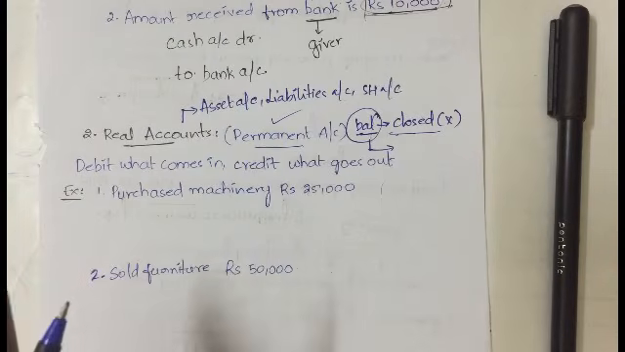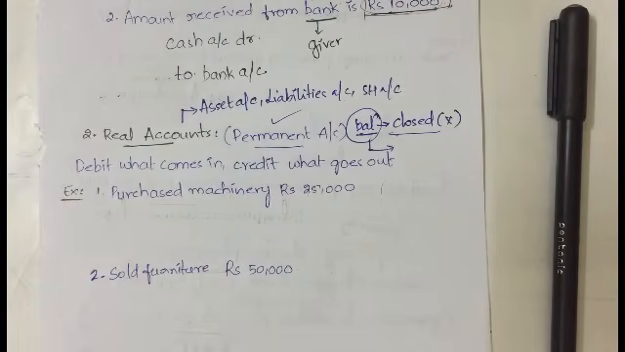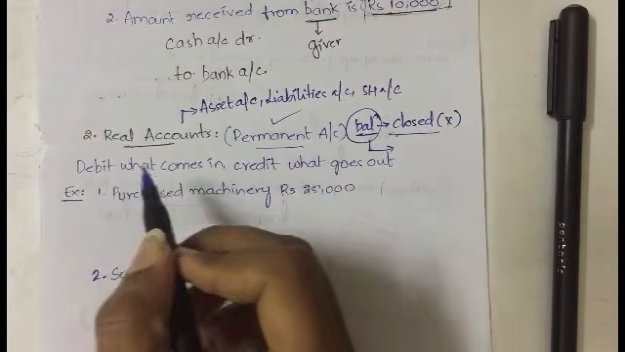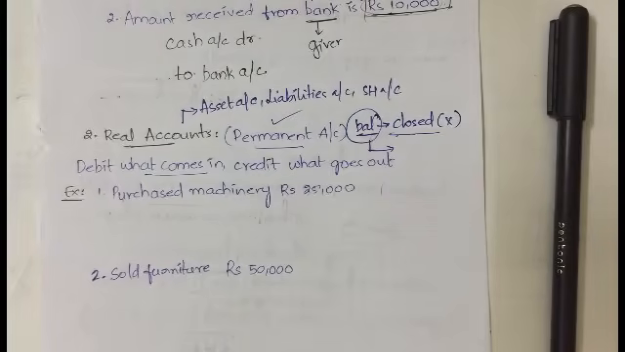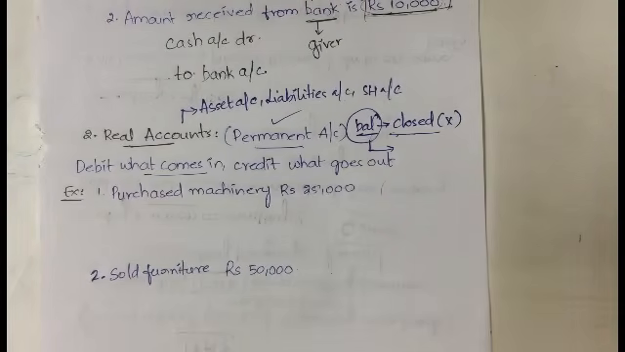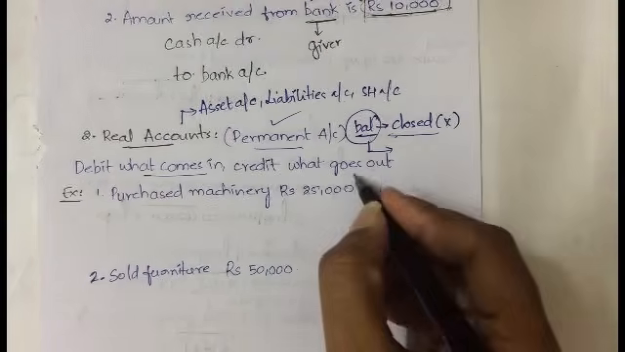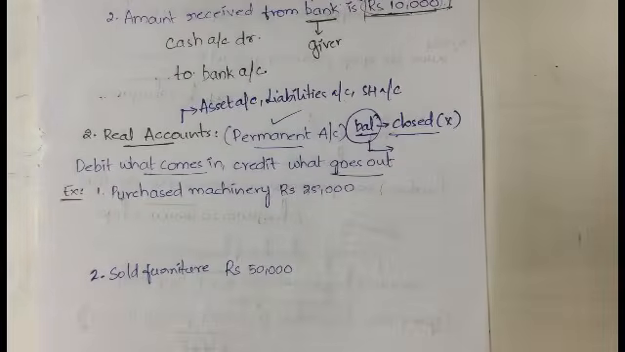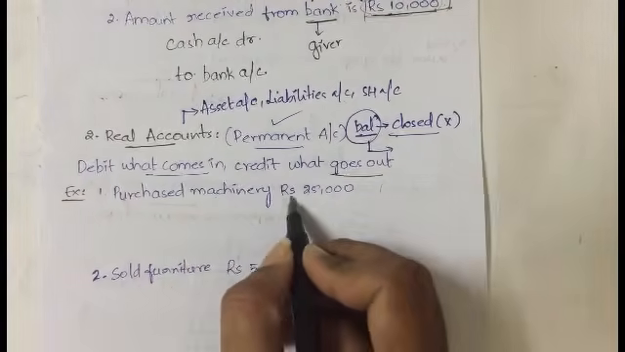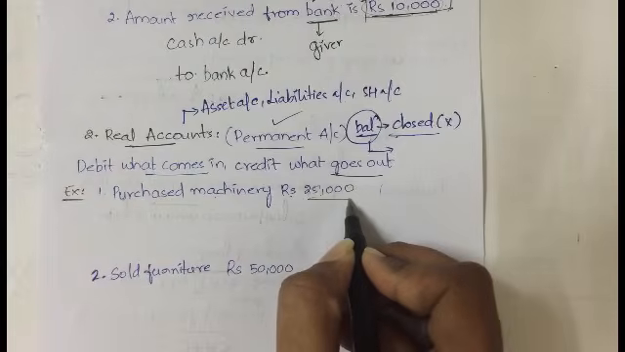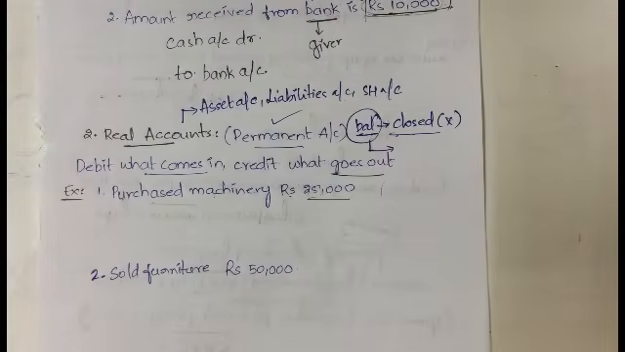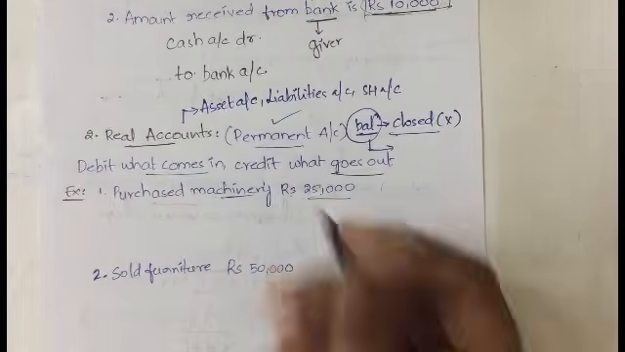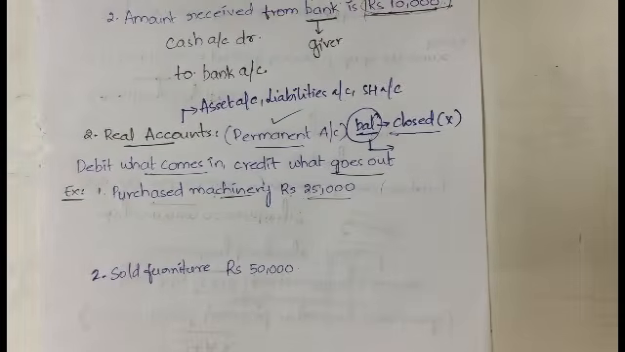Our topic is about the rule and how to write the entries, right? So what is the rule that we have? Debit what comes in. Whatever is coming inside, we have to debit, and credit what goes out. Whatever is going out has to be credited. Okay, first, purchased machinery of rupees 25,000. See here what is happening. Machinery is an asset, right?